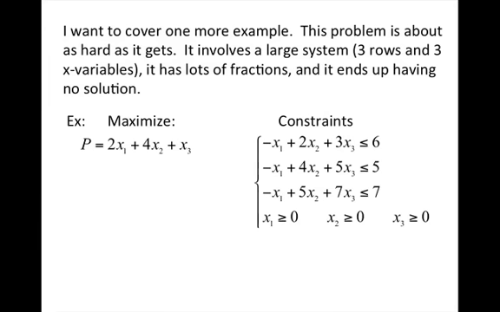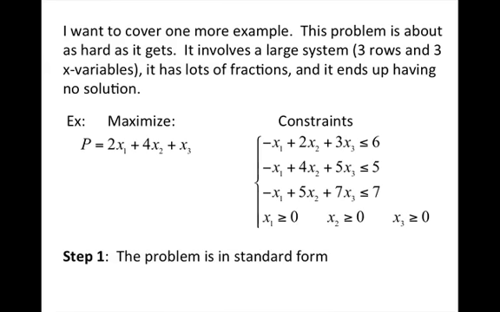In this example, I want to maximize P equals 2x sub 1 plus 4x sub 2 plus x sub 3. And my constraints are negative x sub 1 plus 2x sub 2 plus 3x sub 3 is less than or equal to 6. Negative x sub 1 plus 4x sub 2 plus 5x sub 3 is less than or equal to 5. Negative x sub 1 plus 5x sub 2 plus 7x sub 3 is less than or equal to 7. And then I have each of my x variables greater than or equal to 0.